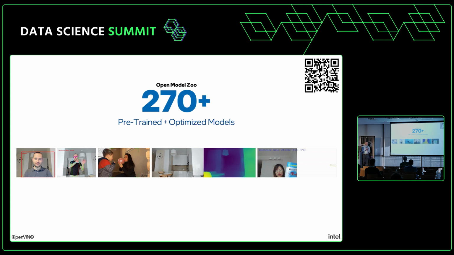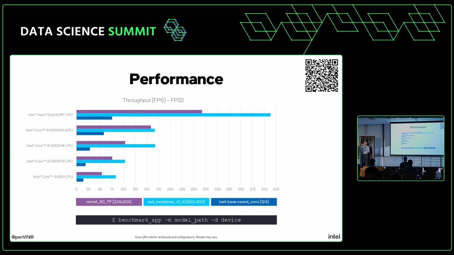There was a question at the beginning, a very important question. Is running on CPU still slow? To answer this question, we performed some benchmarks, and we measured throughput in frames per second for floating point 32 models for three different models: ResNet 50 for image classification, SSD MobileNet V2 for object detection, and BERT base case for an NLP model. And of course, the best results are for Intel Xeon. This is a server CPU, so it's the most powerful CPU.